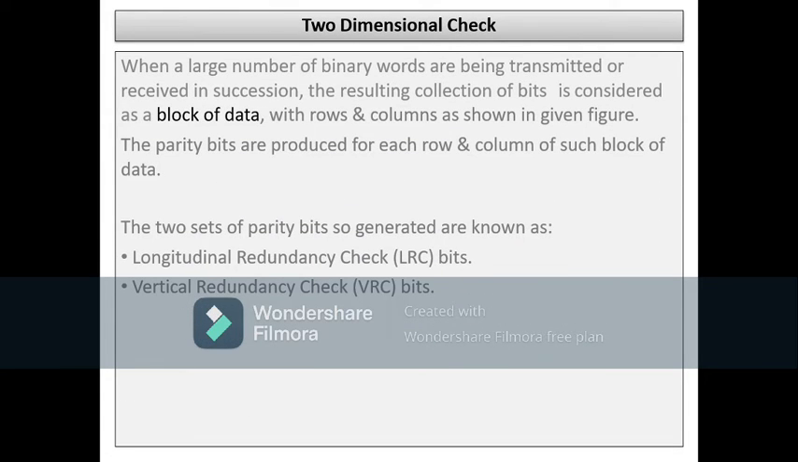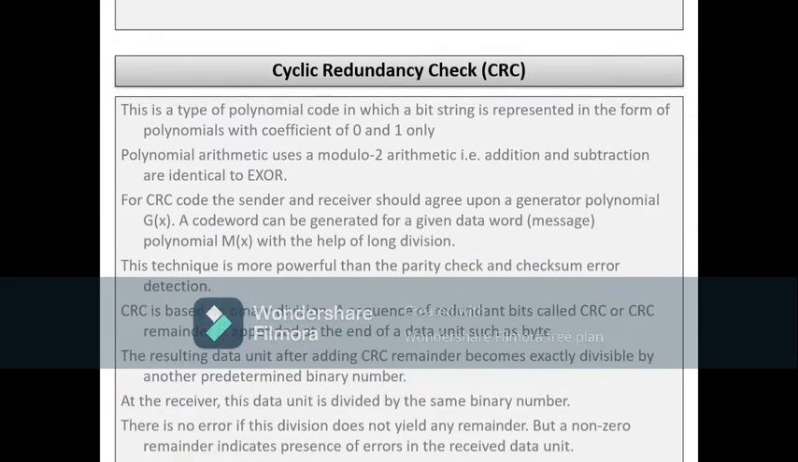Two-dimensional check. When a large number of binary words are being transmitted or received in succession, the resulting collection of bits is considered as a block of data with rows and columns, as shown in the given figure. The parity bits are produced for each row and column of such a block. The two sets of parity bits so generated are known as longitudinal redundancy check and vertical redundancy check.